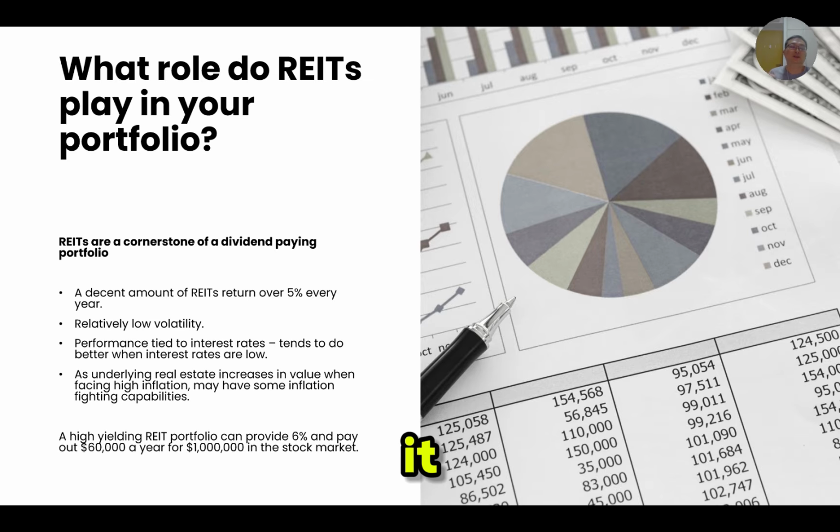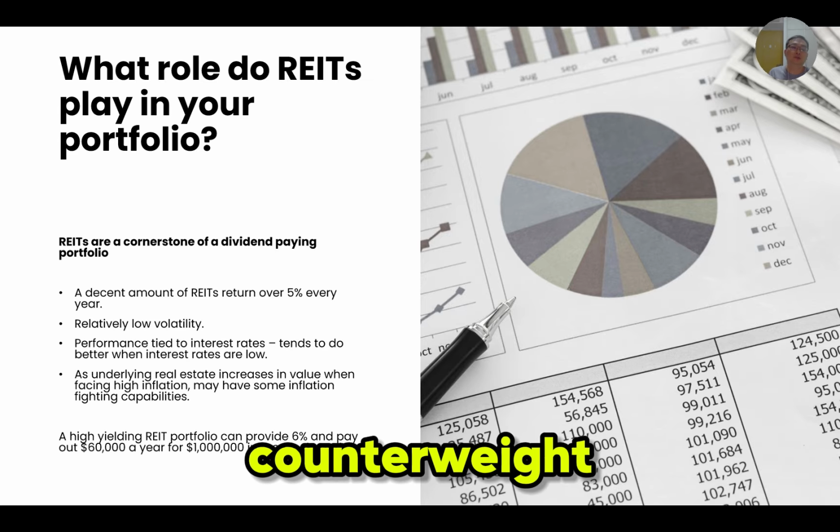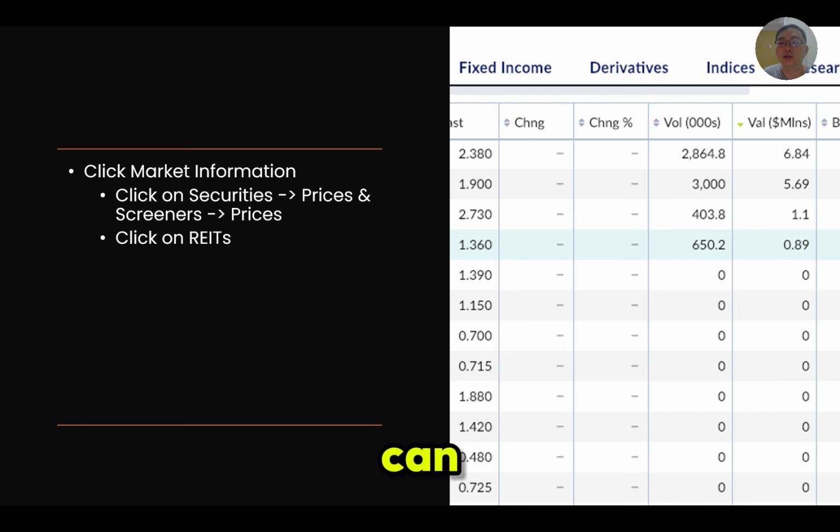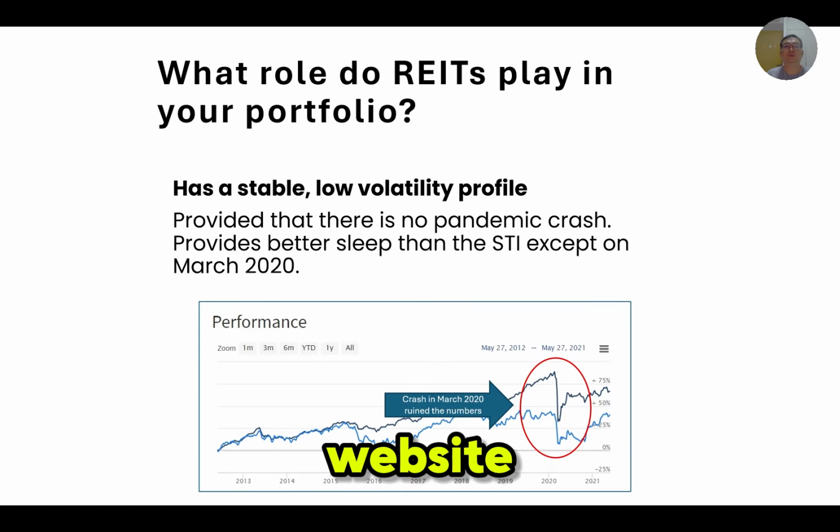Okay, and it is the opposite to banks, right? It tends to do better when interest rates are going down. It does very much worse when interest rates are going up. So whenever you buy a bank, you might want to balance it by owning a REIT so that they form a counterweight to each other, allowing you to partially immunize your portfolio from changes in interest rates. Okay, and you can find all that on the SGX website.